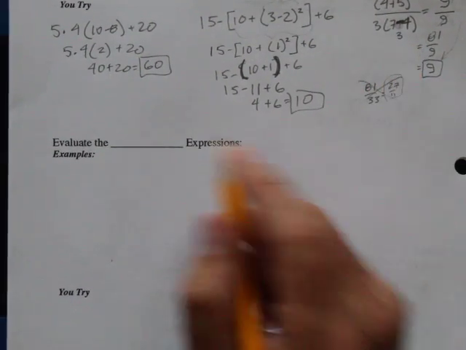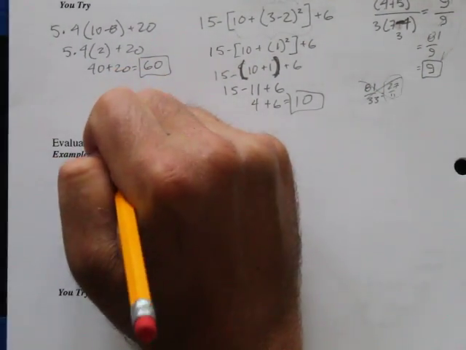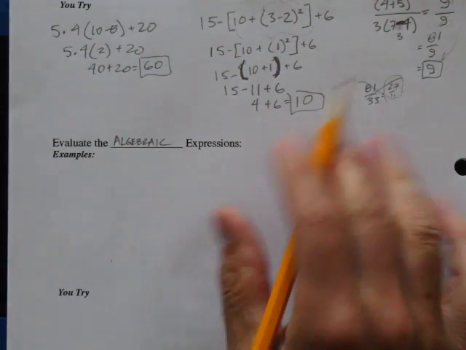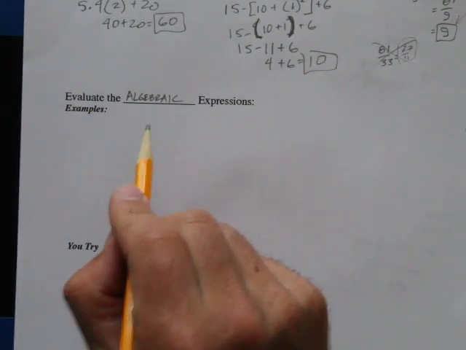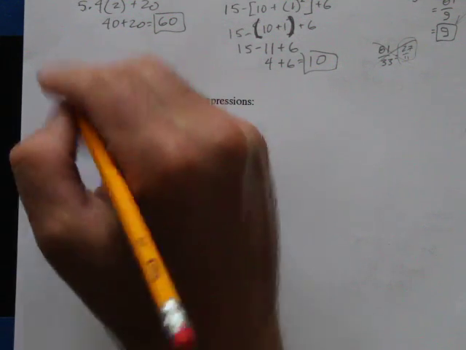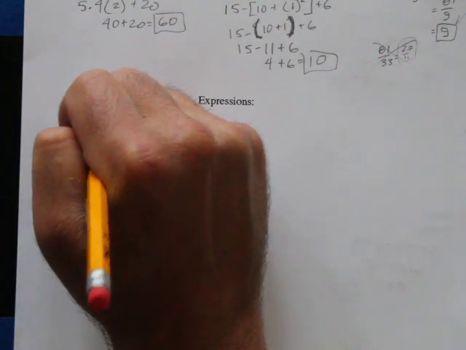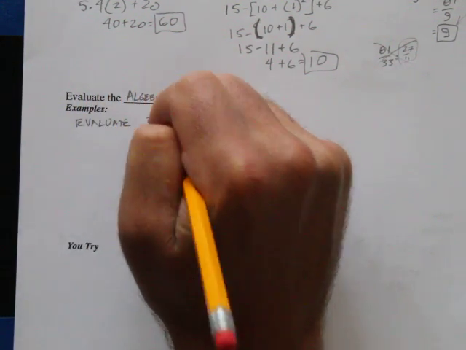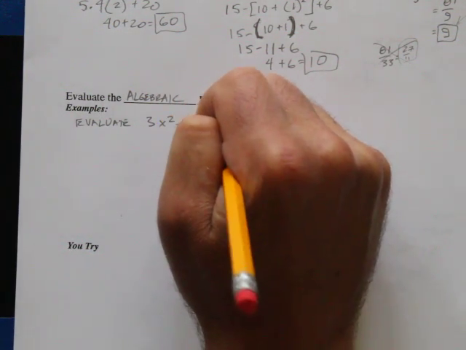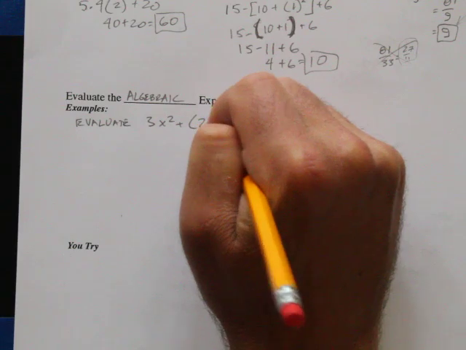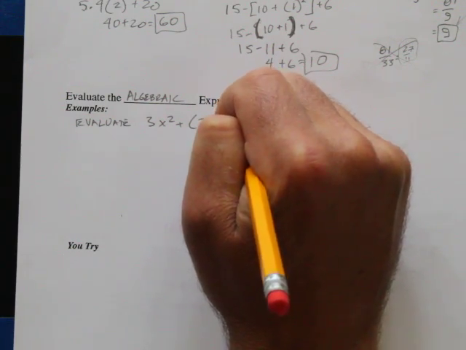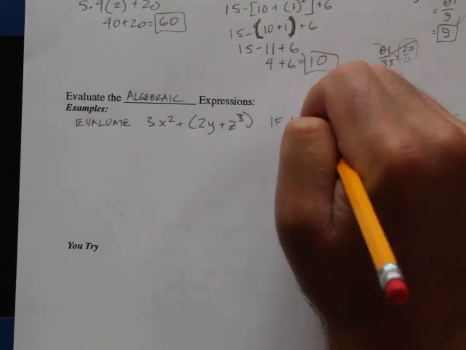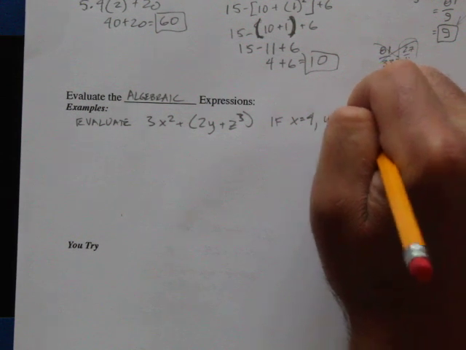All right, last little bit. Evaluate the expressions. This blank here should be algebraic. So remember earlier when we talked about algebraic expressions, it has a letter in it. So if it's algebraic, it means it has a letter. So here's your example. Evaluate this: 3x squared plus 2y plus z cubed if x equals 4, y equals 5, and z equals 3.